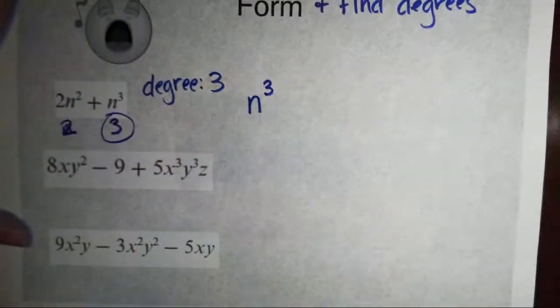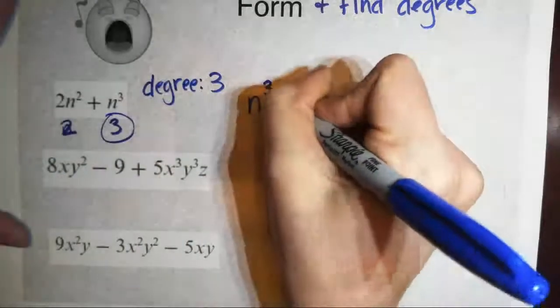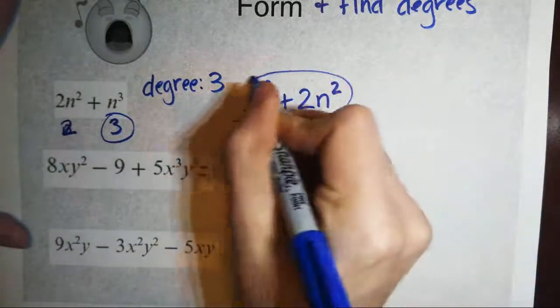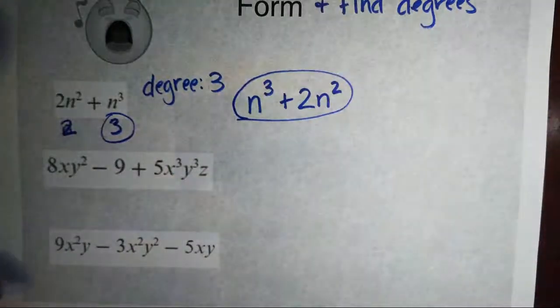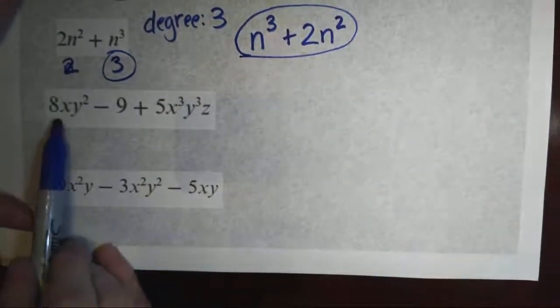And after that, we'll use the ones with a lower degree. In this case, a positive 2n squared. And here it is in standard form. In the next example, we have a trinomial.